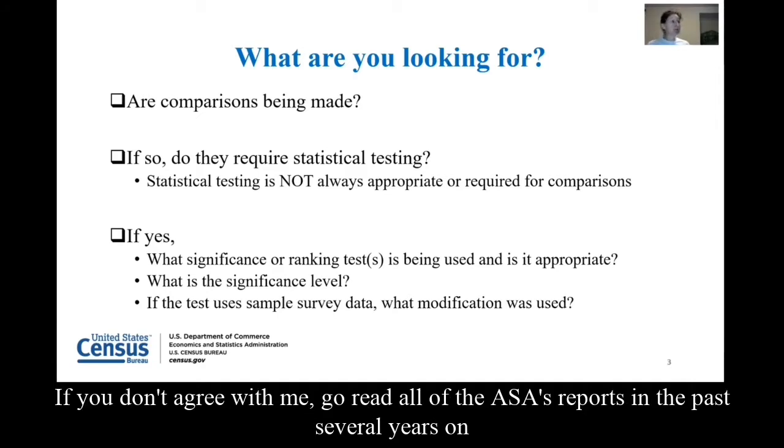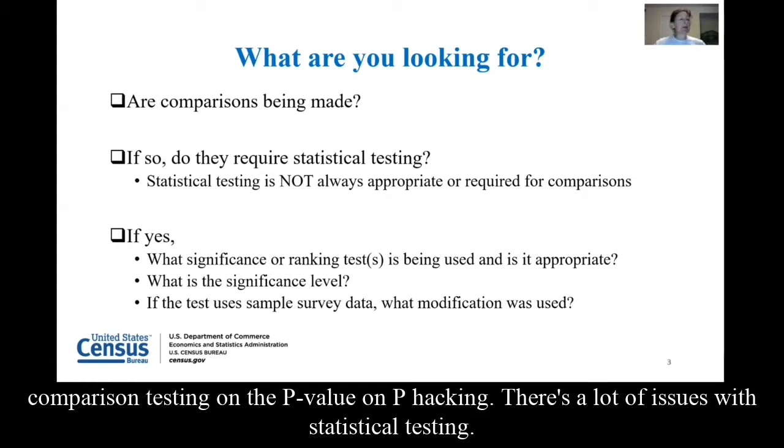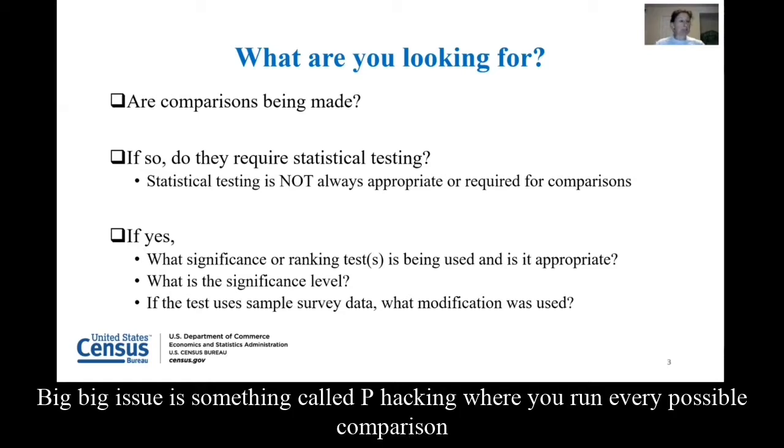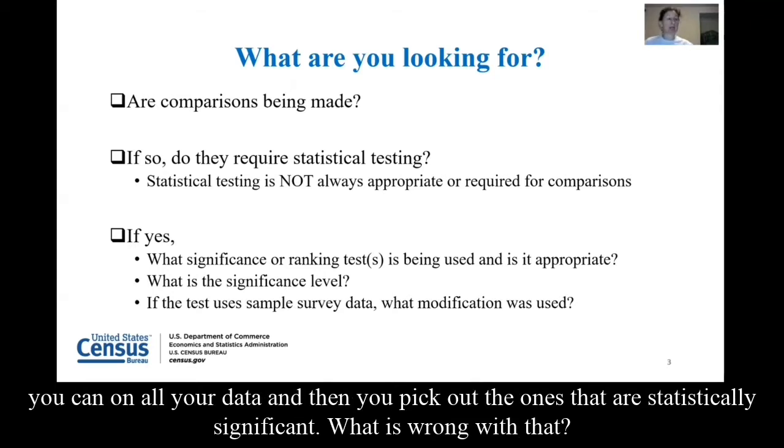If you don't agree with me, go read all of the ASA's reports in the past several years on comparison testing, on the p-value, on p-hacking. There's a lot of issues with statistical testing. Big issue is something called p-hacking, where you run every possible comparison you can on all your data, and then you pick out the ones that are statistically significant. What is wrong with that?